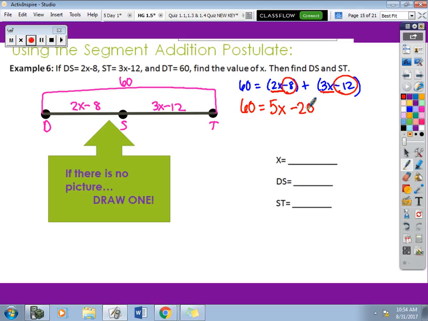I thought you should be adding. But a positive times a negative is negative. Distributing is multiplication, so this is like a positive 1. Positive 1 times 3x is a positive 3x. Positive 1 times a negative 12 is negative 12. If you were distributing a negative to it, then it would become a positive, 2 negatives, which is not the case here. See if you guys can finish out solving for x.